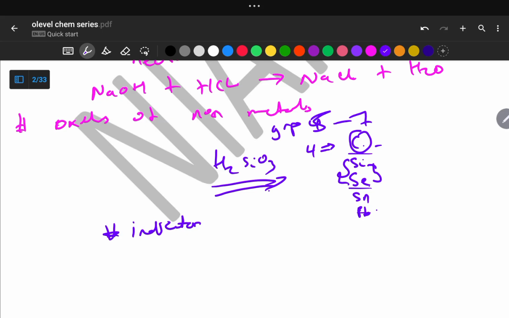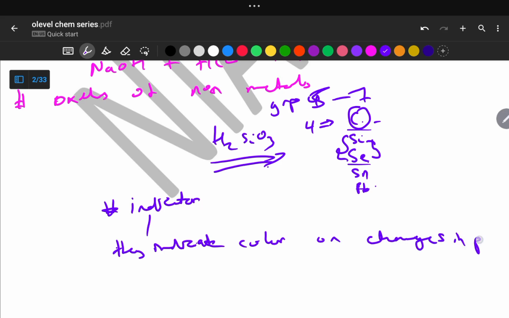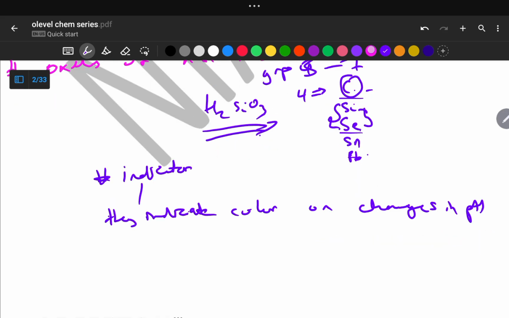So indicators, these are chemical substances which change color on pH changes, right? So they indicate color change on changes in pH, right? So we have indicators.